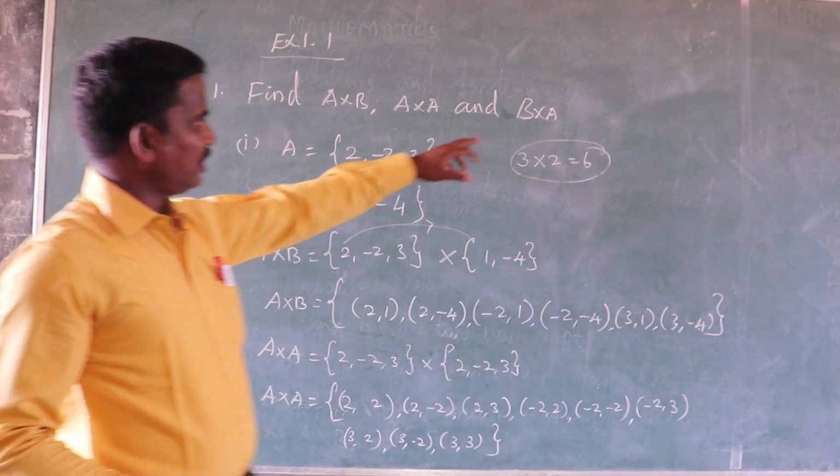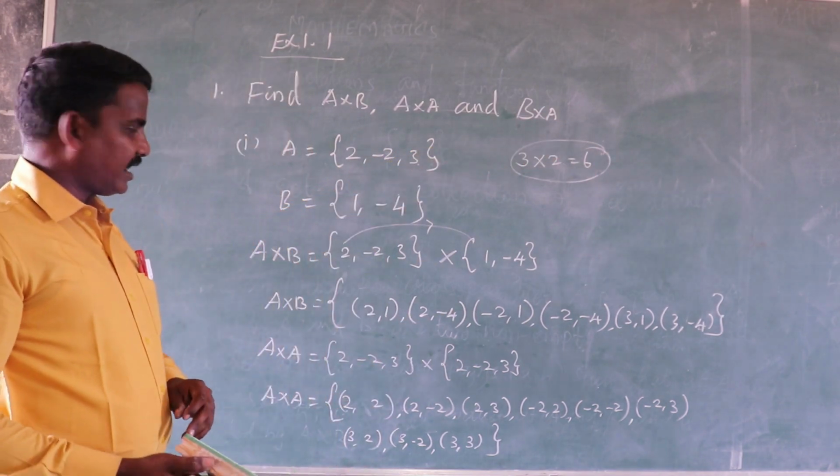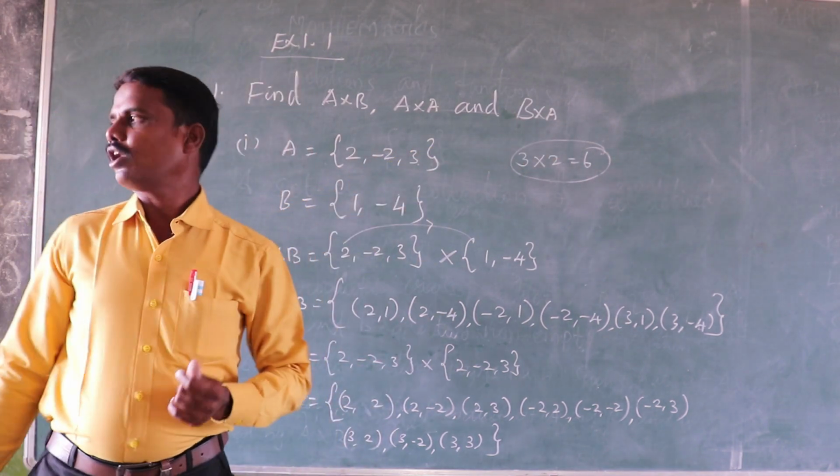And then we can find B cross A. So are B cross A and A cross B both equal or unequal?